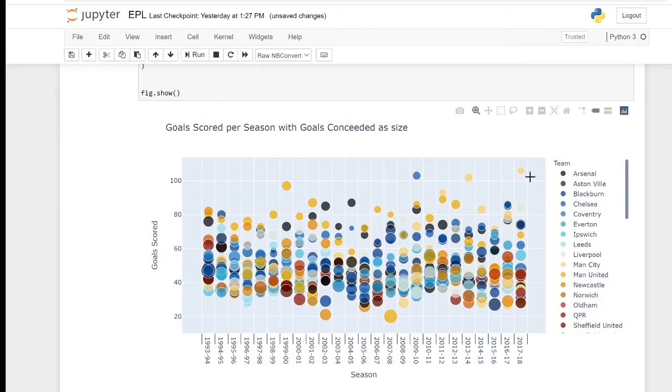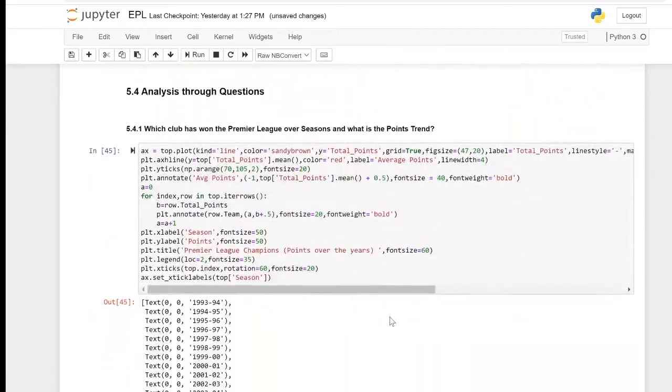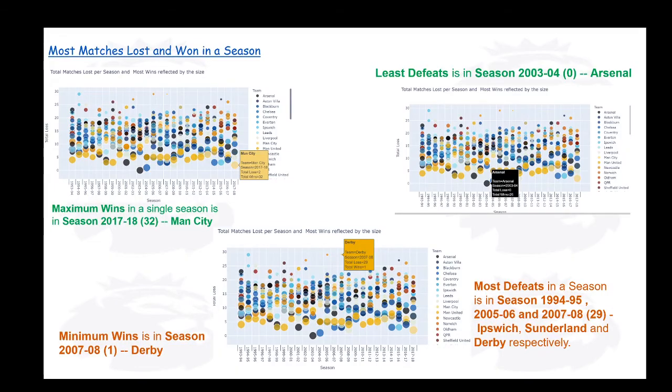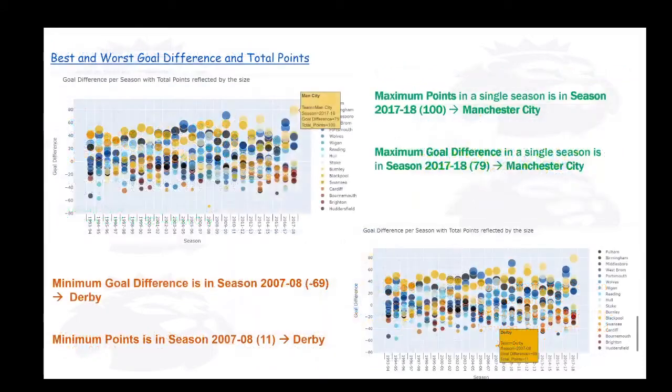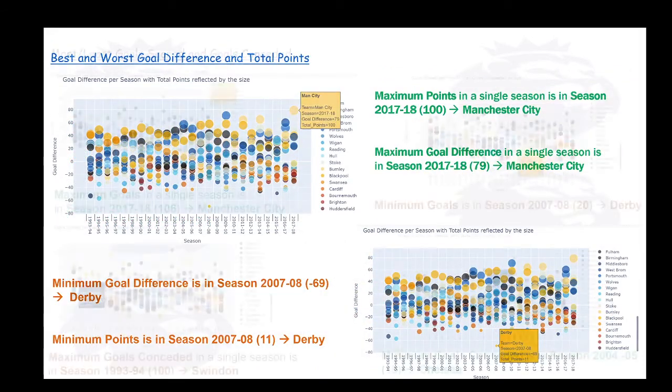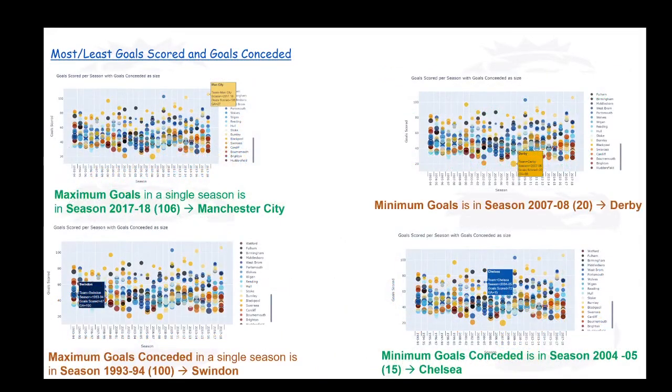For example, as we see here, Manchester City is the team that scored the most number of goals, and that record came in 2017-18, and the minimum was by Derby in 2007-8. Here I have documented all the best and worst Premier League records. You can use the interactive graphs from the Jupyter Notebook to see more.